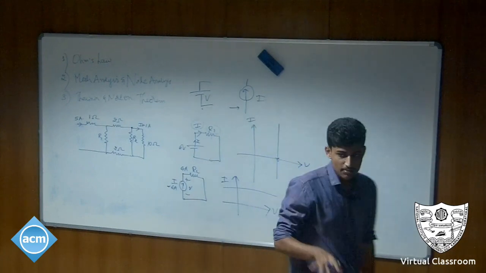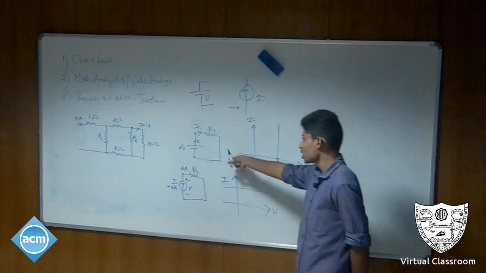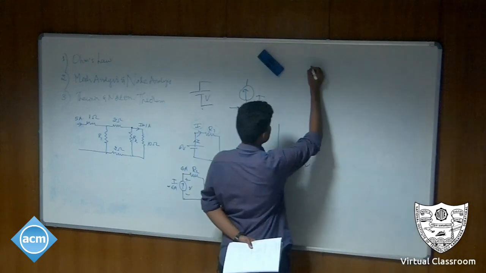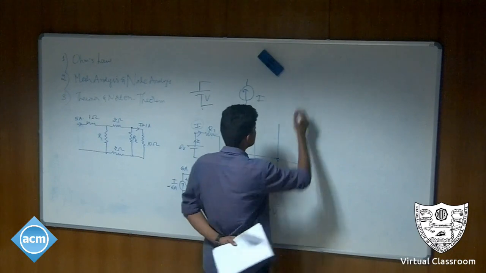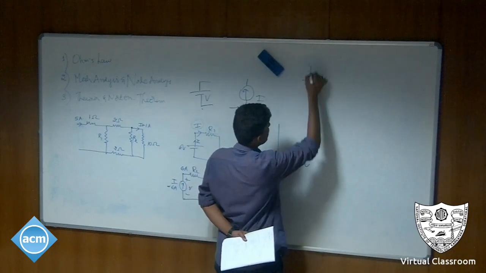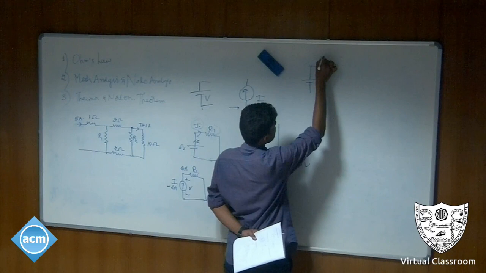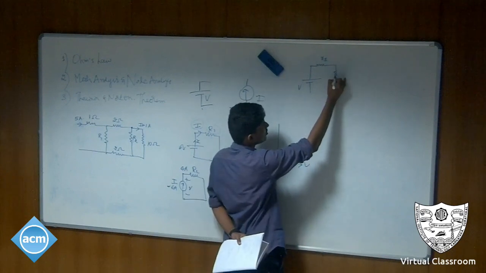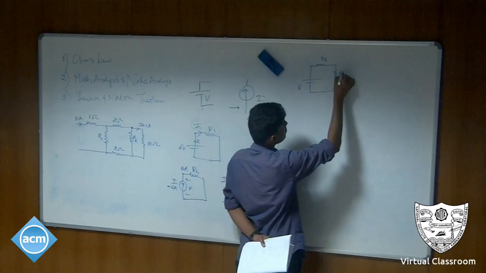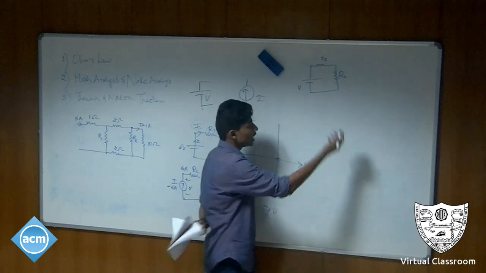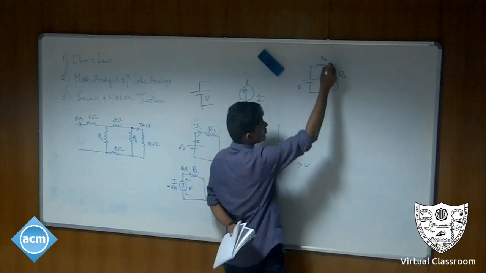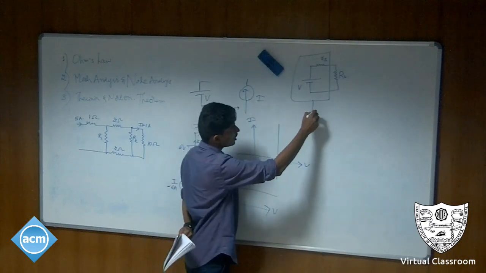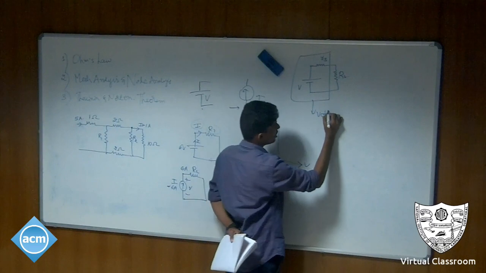So what happens in practical cases is you don't have an ideal current source or an ideal voltage source. So how do you model the practical sources? Let's say you have a voltage source and you add a small series resistance RS, and this is a load. This part together is your power supply, your voltage source, which is what you get in labs.